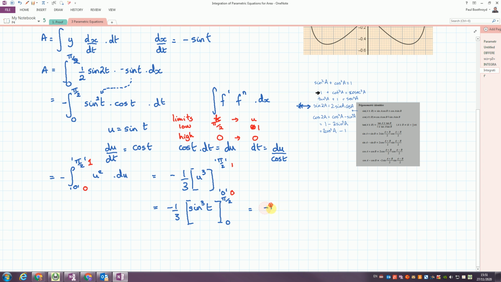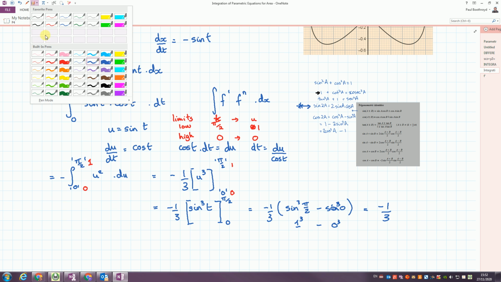That will give me minus 1 over 3 sine cubed of pi over 2. Well, sine of pi over 2 is 1, that's 1 cubed, subtract sine of 0 cubed, which is 0 cubed. I'll leave those there and erase them at the end. So the result of this is 1 cubed, and we actually have minus 1/3. Okay, so the area it's talking about is minus 1/3.